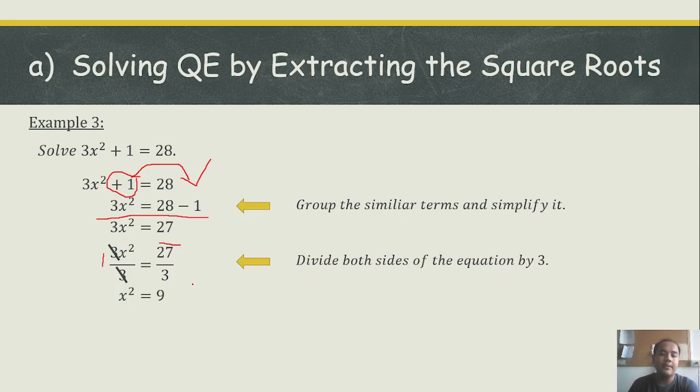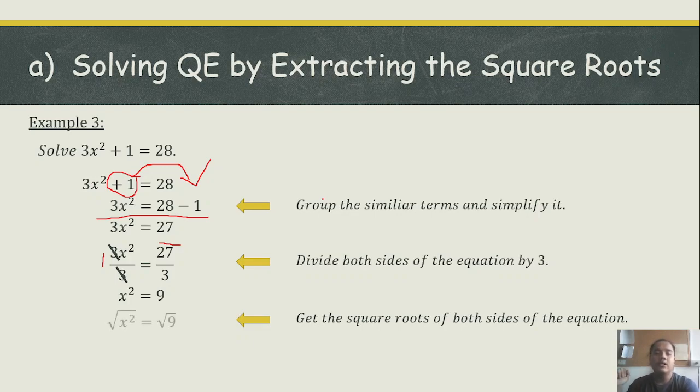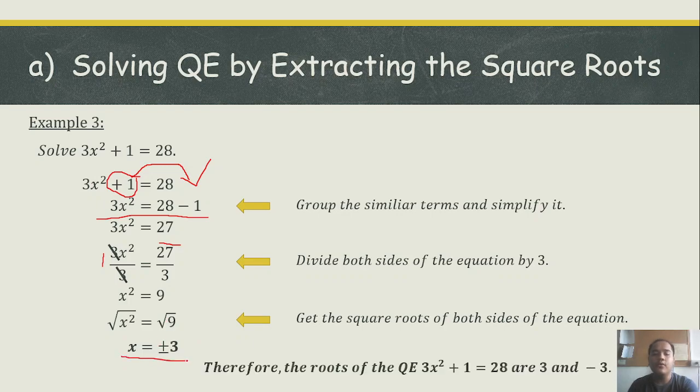Then ano ba yung next step? The next step will be get the square roots of both sides of the equation. Kasi yung a natin is equal to 1 na stand-alone na lang si x squared, pwede na natin i-find yung square root ng both sides. So the square root of x squared is equal to the square root of 9. So the square root of x squared is x, and the square root of 9 is positive and negative 3. So the answer is x is equal to positive or negative 3. Therefore, the roots of the quadratic equation 3x squared plus 1 is equal to 28 are 3 and negative 3.